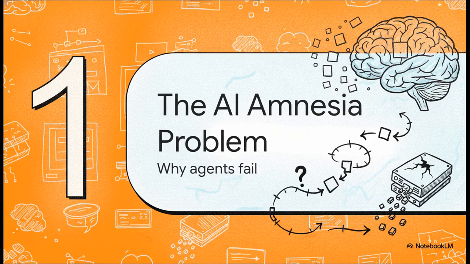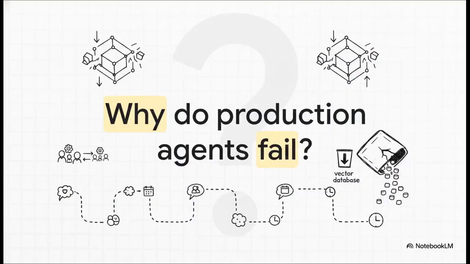Starting off with Section 1, the AI amnesia problem, and exactly why production agents fail without a proper memory substrate. It's the million-dollar question, right? Why do basic vector storage architectures completely collapse when you try to scale them past simple, one-shot queries? When an agent has to, say, maintain a conversation across hundreds of turns, or coordinate with other agents, or build up context spanning weeks, just dumping everything into a flat vector database simply does not work.